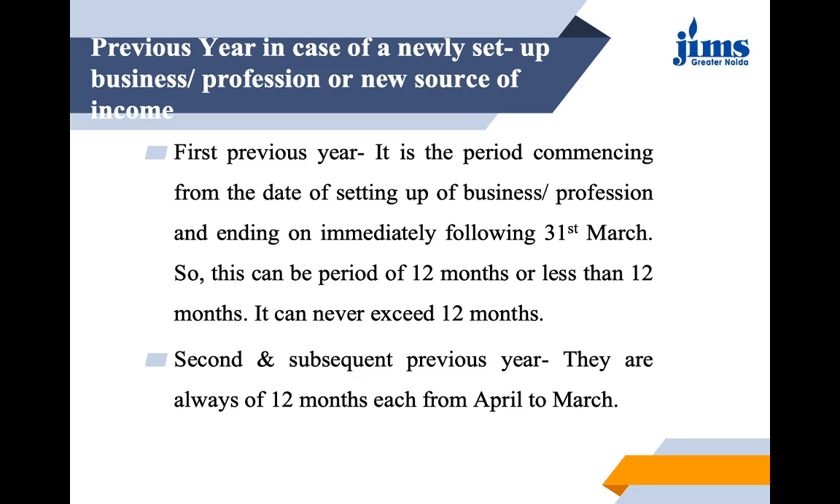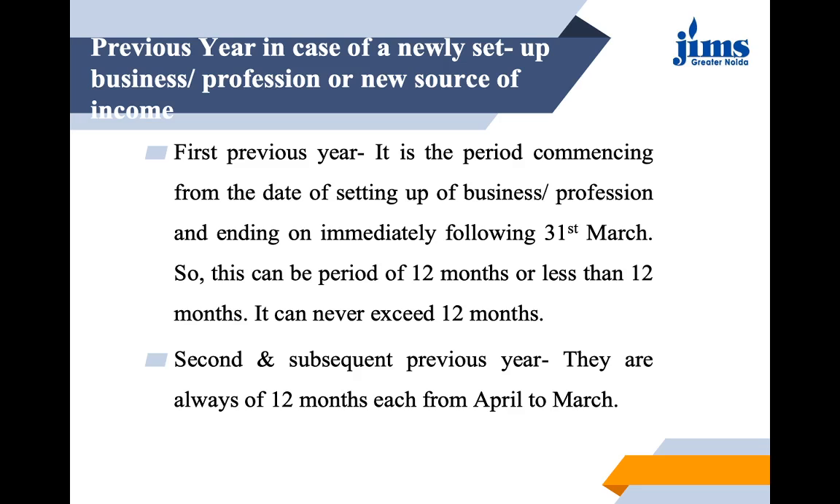In this we have two parts, that is the first previous year, and the second and subsequent previous years. Let us try and understand this. It is the period which commences from the date of setting up of the business or profession. Means the date on which I have started my business till the upcoming 31st March would be called the first previous year. Now, this period can be 12 months if the business is started on 1st April.